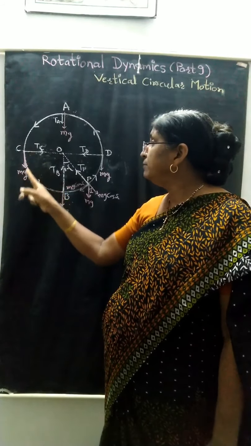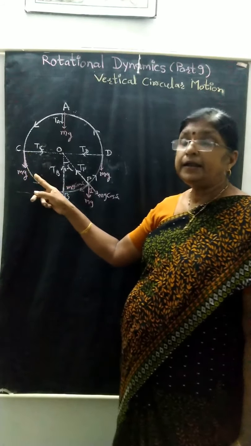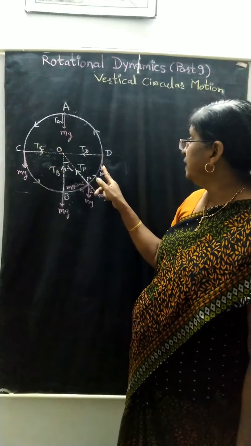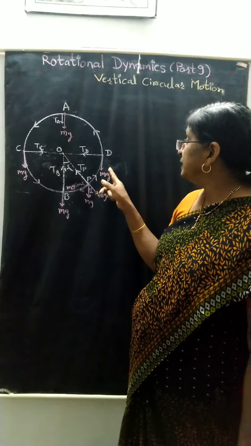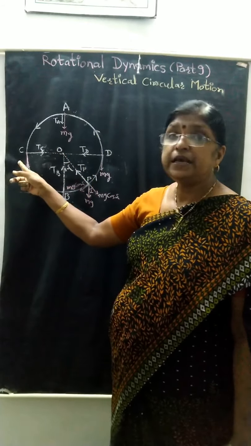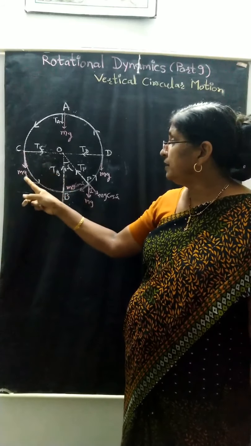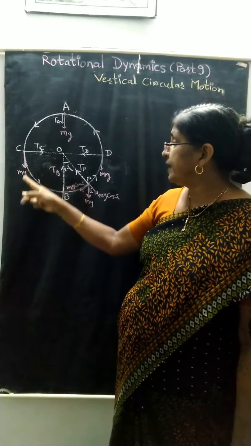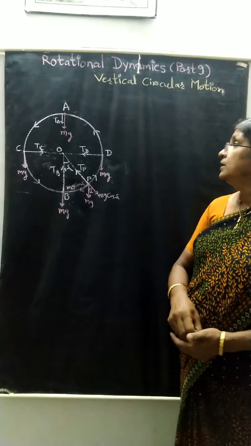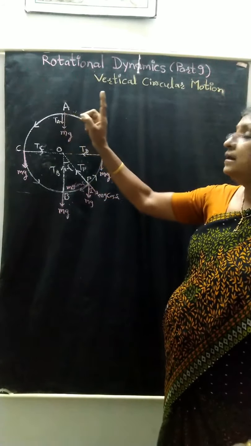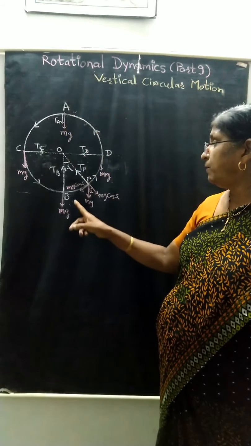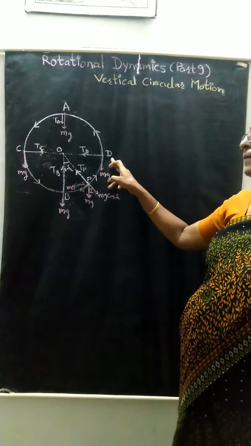So this mg, weight of the body, it accelerates the particle. So here the mg tries to retard the motion, whereas here at point C, the mg, that is weight of the object, it tries to accelerate the particle. So we shall discuss the velocities at top point, at bottom point and at midpoint.